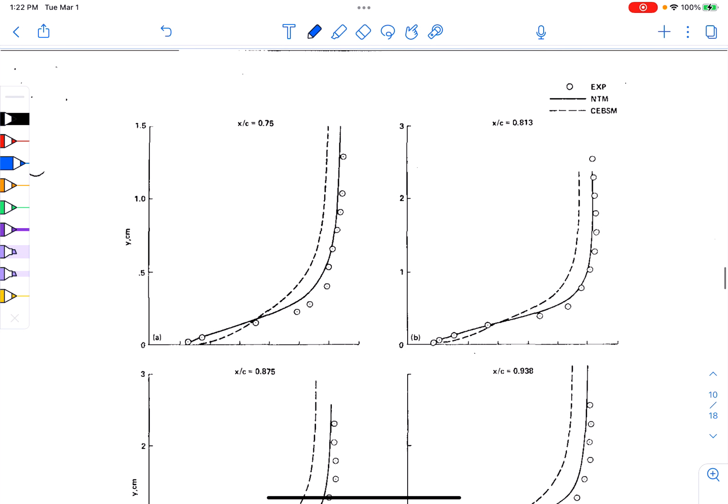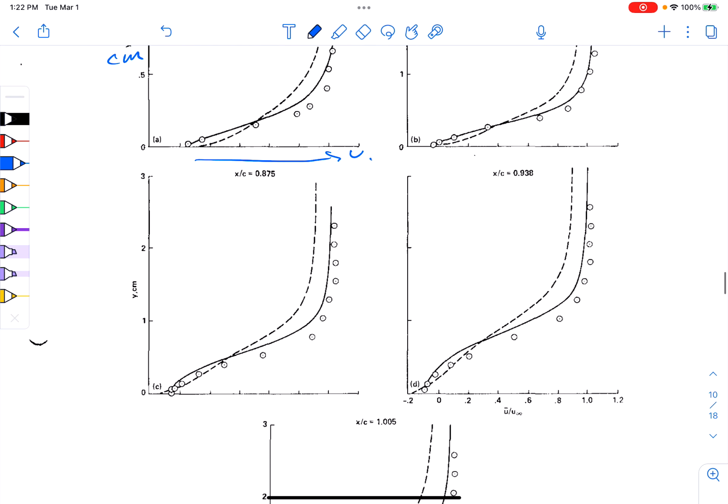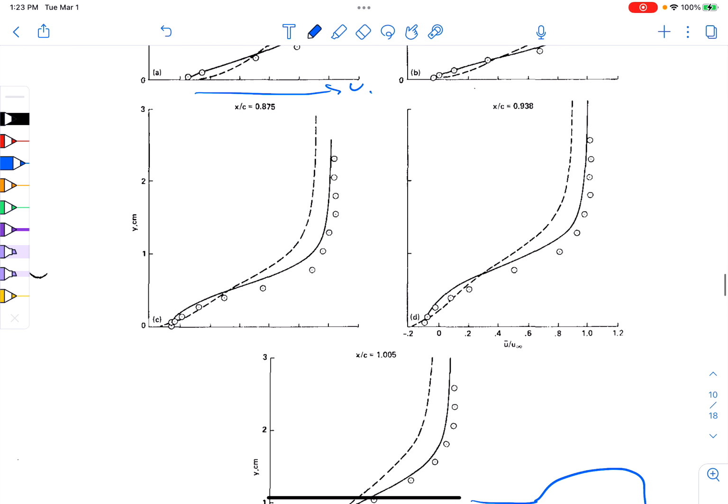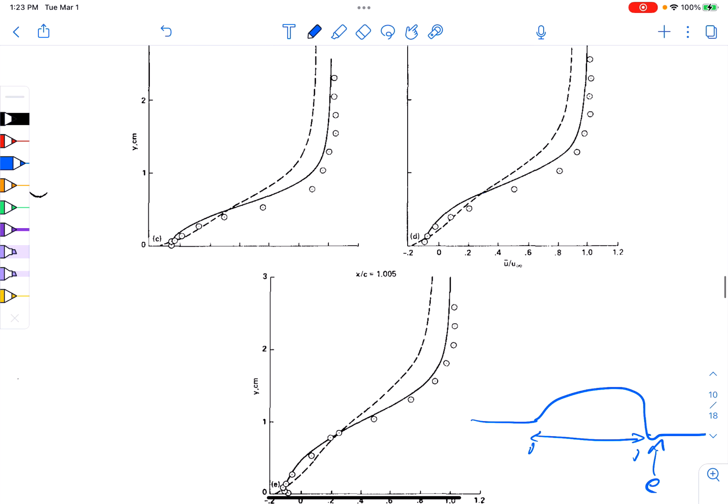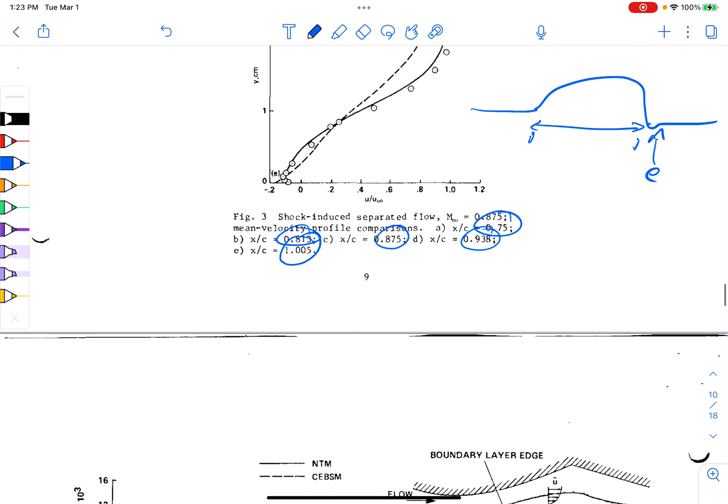Okay, well, that's cool. Solid lines are the new predictive model. Dashed line is Cebeci-Smith. Experiments are dots. And this is distance from the wall in centimeters, as you can see, and then this is the normalized velocity, of course. So in all these cases, it looks like they're generally better predictive, but not always. I suppose near the wall, they have a bit of an inflection that's not captured as well. Anyway, it just gives you an idea.